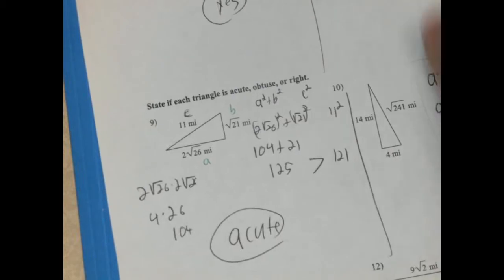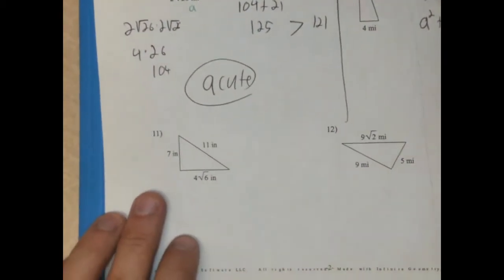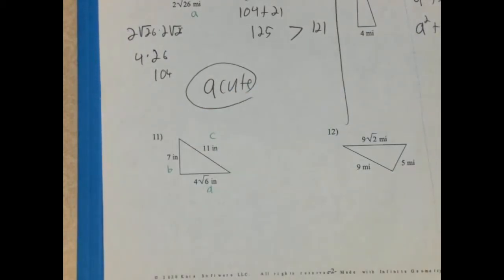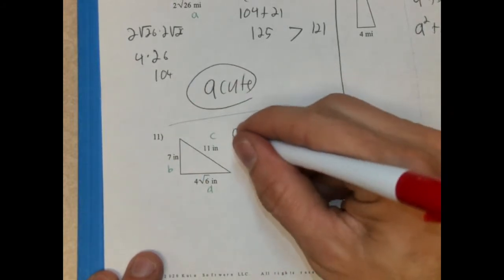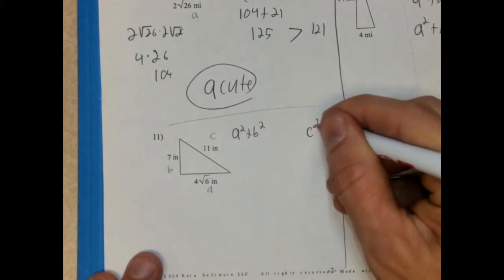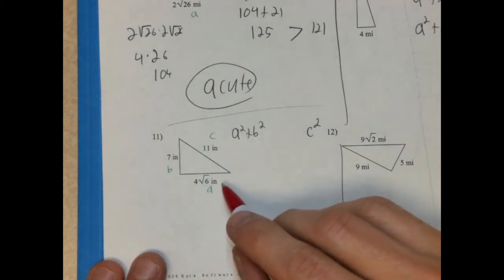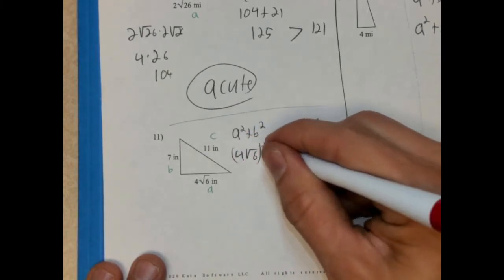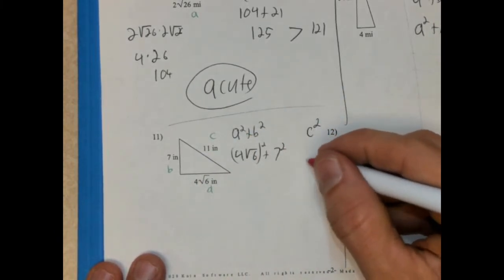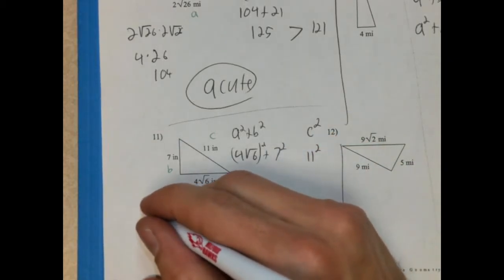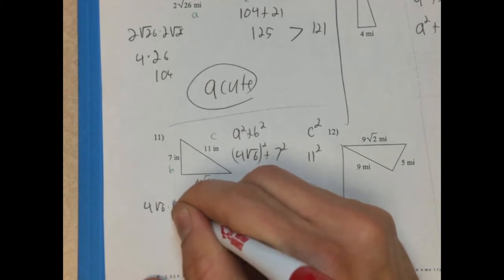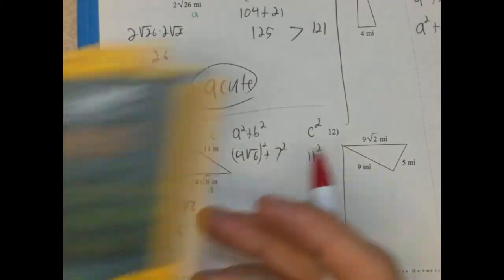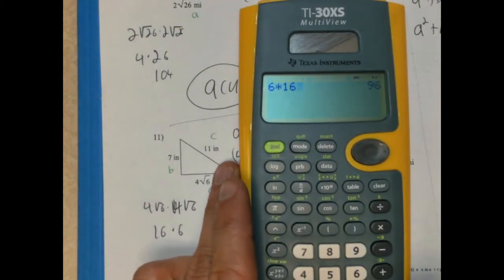Let's try this out. So we have our A, our B, and our C. So A squared plus B squared, and we have our C squared here. Okay, so our A is 4 radical 6 squared, plus our B is 7 squared, and our C is 11 squared. Okay, so let's put this over here. 4 radical 6 times 4 radical 6. 4 times 4 is 16. Radical 6 times radical 6 is 6. 6 times 16 is 96.